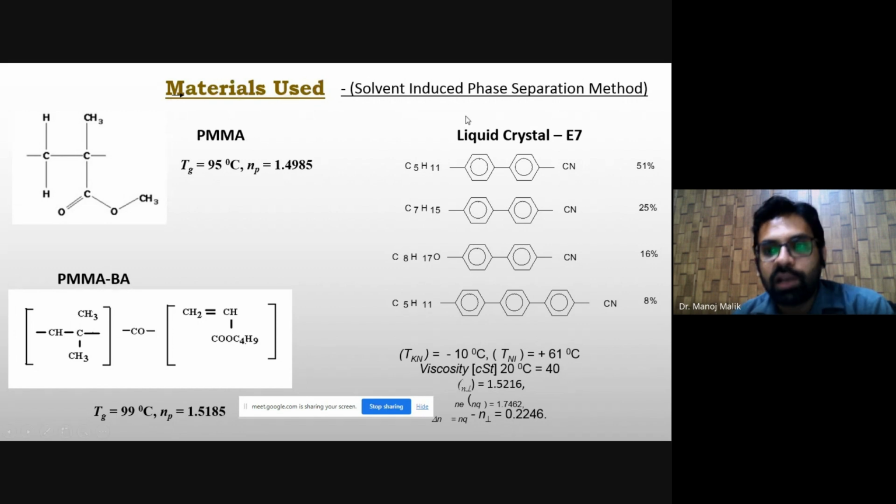The liquid crystal molecule that we are using is a commercially available molecule manufactured by Merck. The commercial name is E7. It is nothing but a eutectic mixture of several other components, which are given over here in the figure. For both these materials to form a composite film, we have to identify a common solvent where these can be dissolved. So we use the solvent-induced phase separation method, where the common solvent was chloroform.